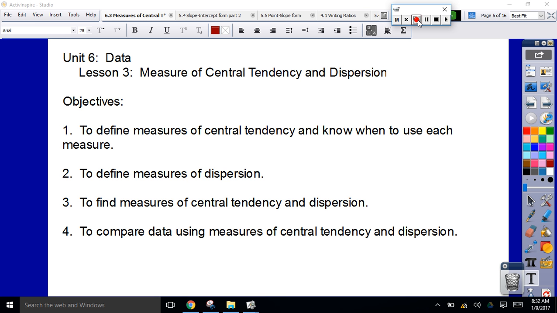It's important to be able to compare data. Probably most of the questions that you get aren't just going to say, here, find the mean of this data. It's going to ask you to compare two sets of data, which will mean you'll need to find those measures and then use them in a discussion.